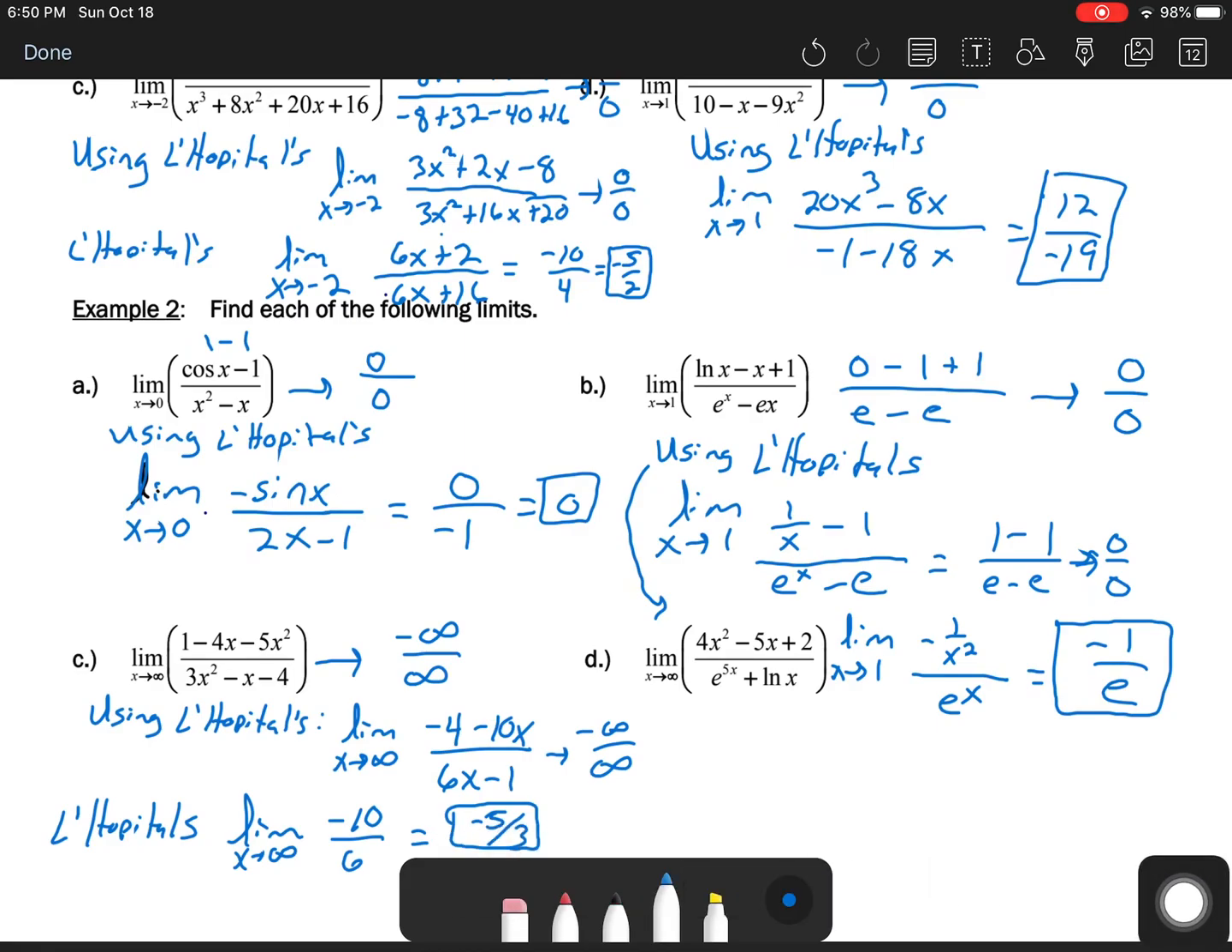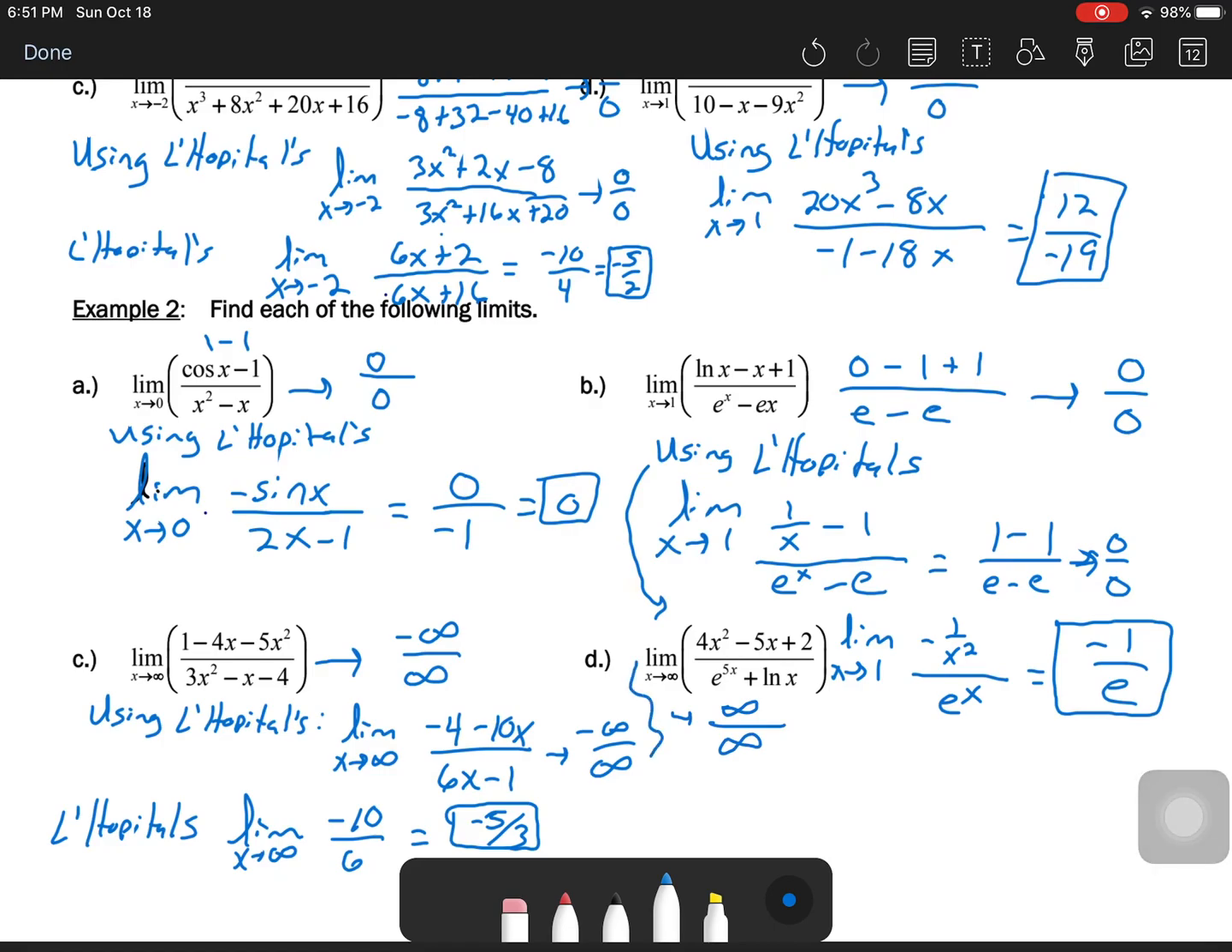Okay, and then for this last one, if I were to plug in infinity, I would have on top a positive infinity, because again, that's just a parabola. And then here, e to the 5x, it's an exponential, and so that's going to infinity. That's my highest degree, this e to the 5x, so it's going to get infinitely large, so I'll have infinity over infinity again.